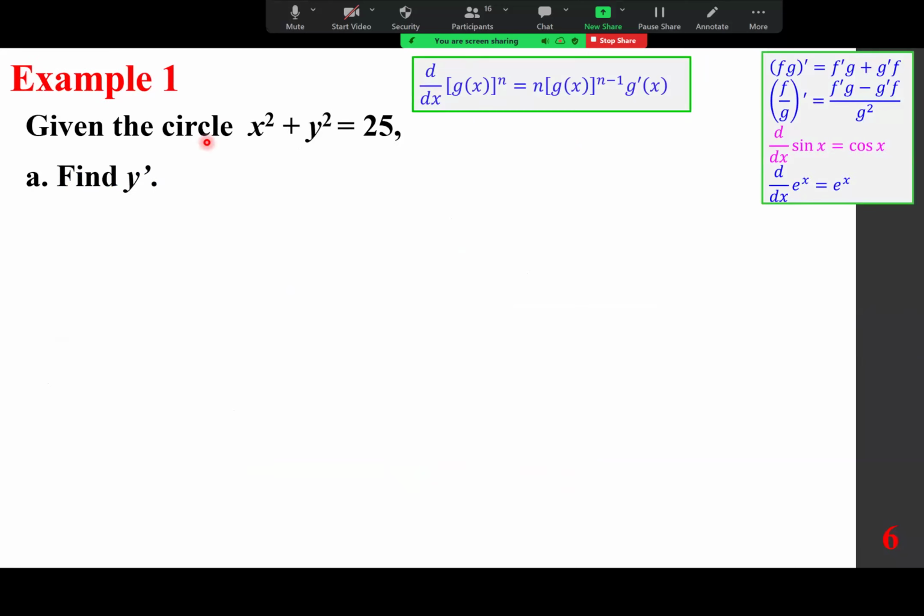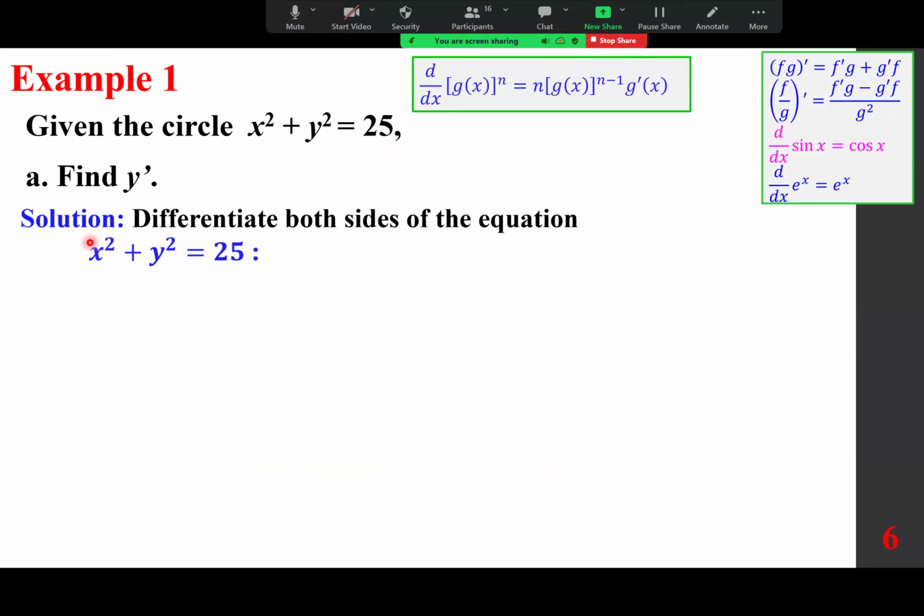For example, here, given the circle x squared plus y squared equals 25, we want to find y prime. Remember, this is a circle centered at 0, 0, the origin, with the radius being square root of 25, or 5. And so to do so, you have a choice. You can solve for y. This is doable. But we are going to do it implicitly by taking the derivative of each side.